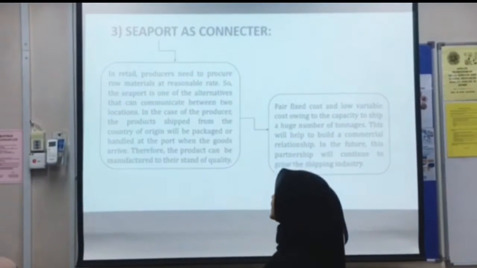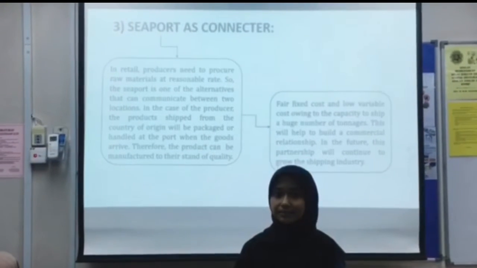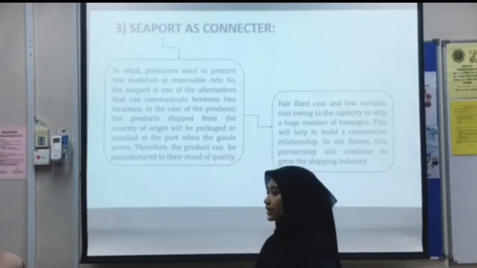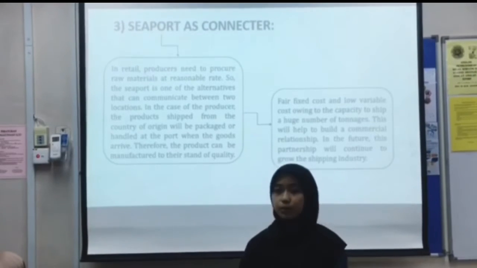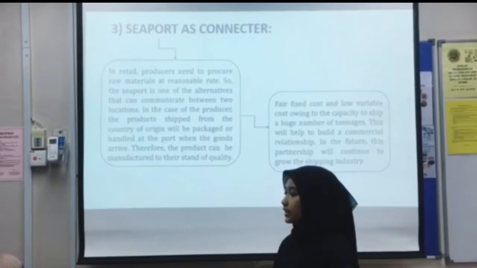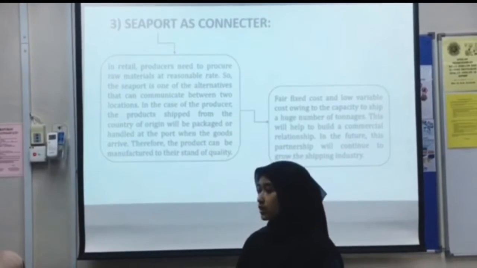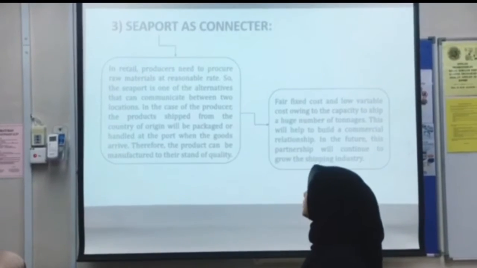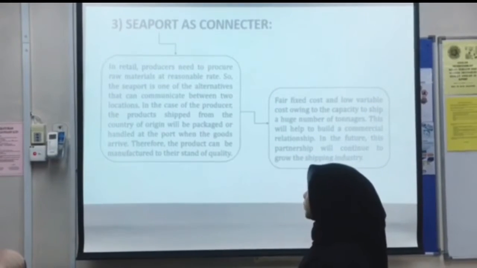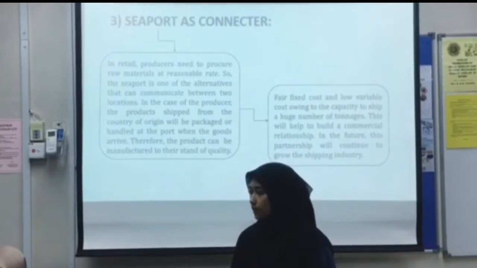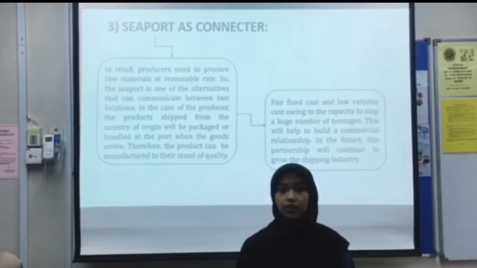The last one is seaport as a connector. In retail, the seaport is one of the alternatives that can connect two locations. In the case of the producer, the product shipped from the country of origin will be packaged or handled at the port when the goods arrive. Therefore, the product can be manufactured to the standard of quality.